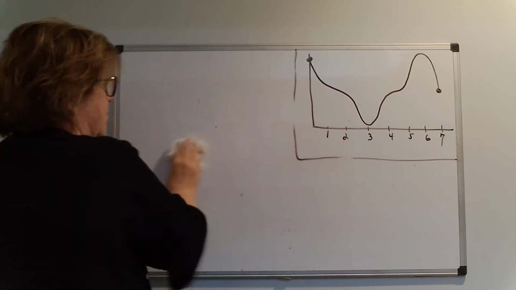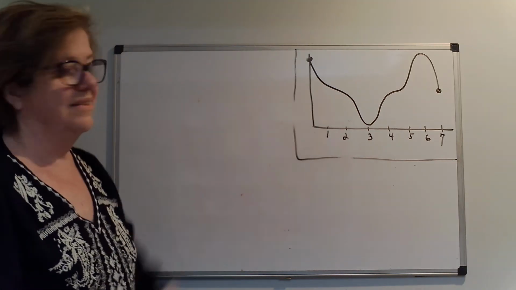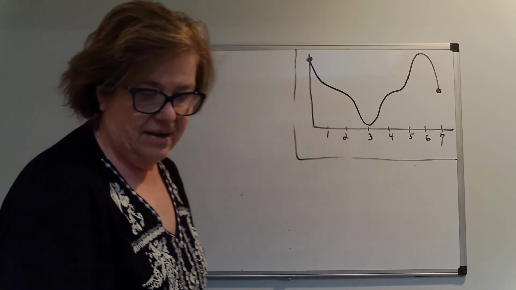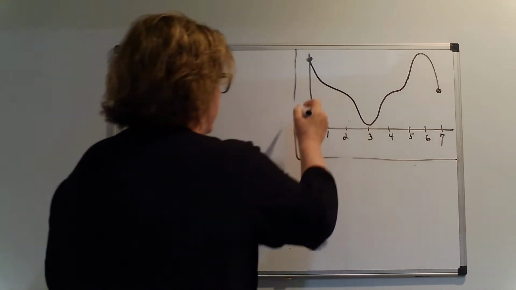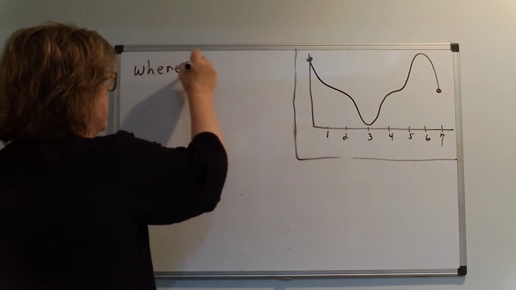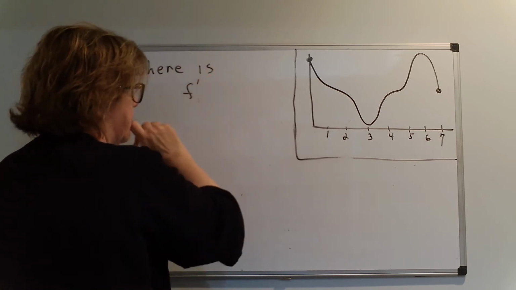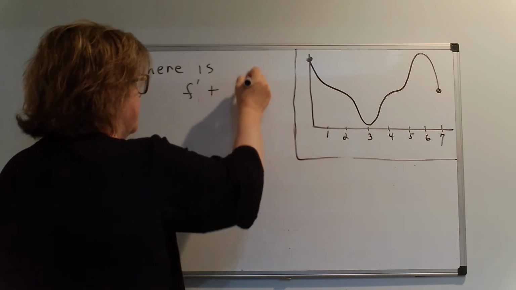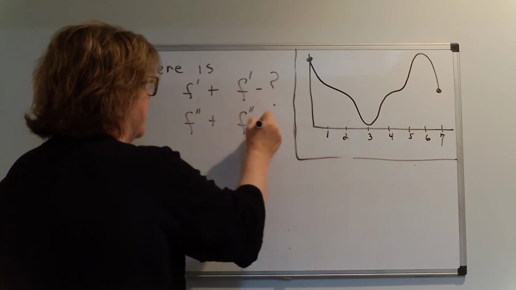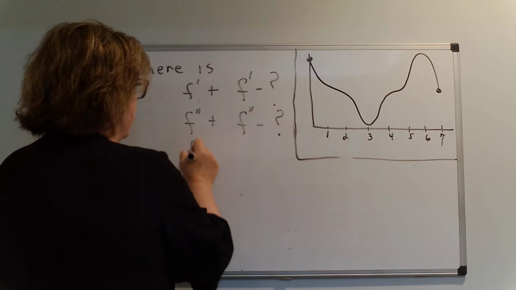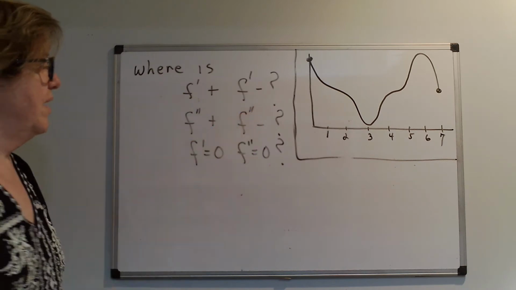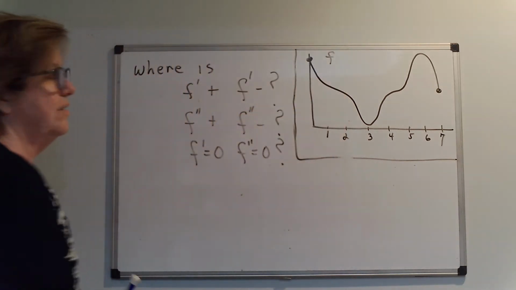So let's apply what we've just discussed to a graph like that one. Let's look at it for a minute. The question would be, where is f prime positive? Where is f prime negative? Where is f double prime positive? Where is f double prime negative? Where is f prime 0? Where is f double prime 0? So we're given the graph. This is f, right? We want to know all these things.